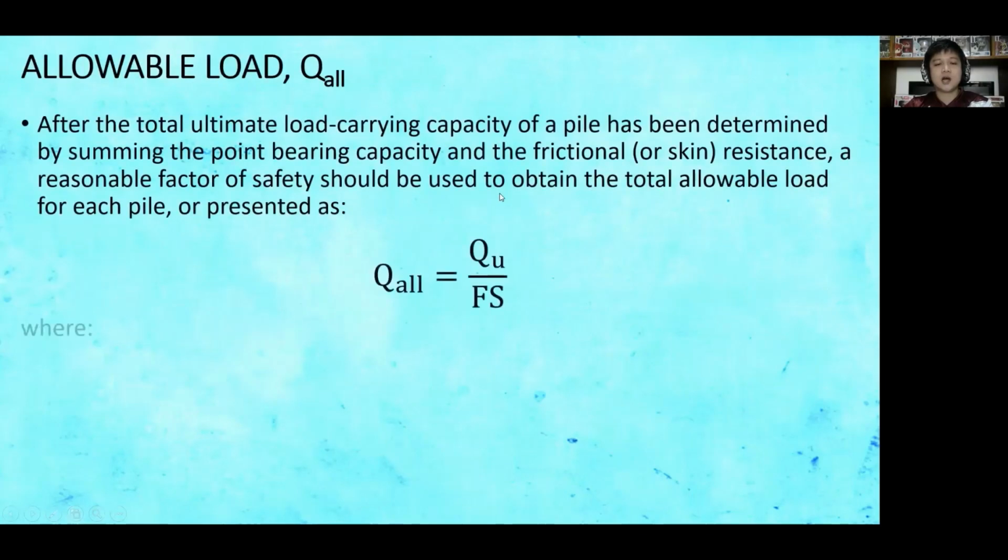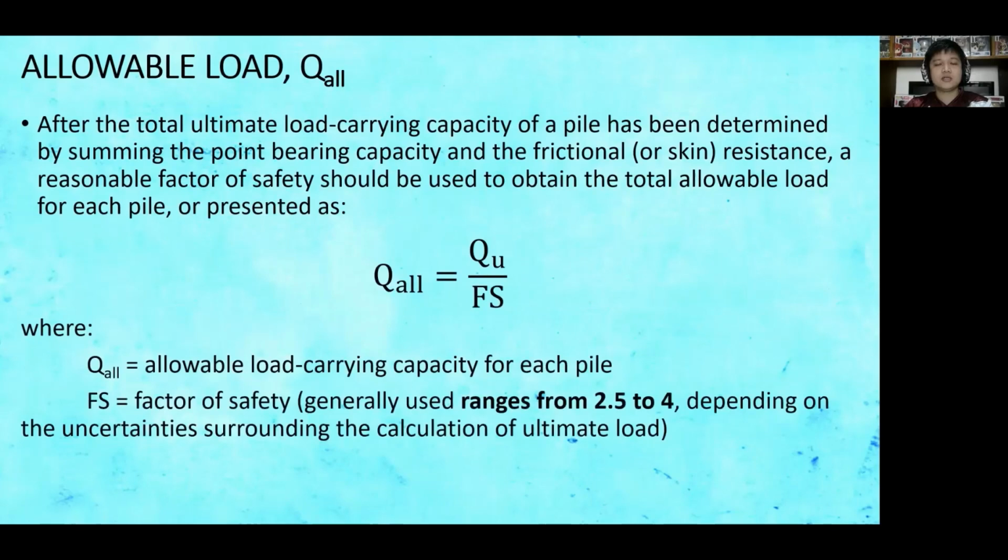On the other hand, the allowable load, capital Q sub all, is equal to our ultimate capacity QU, the combination of QP and QS, divided by the factor of safety that ranges from 2.5 to 4. So unlike for the shallow foundation, where the factor of safety is about 3 for conservative condition, for this pile the range of the factor of safety is about 2.5 to 4.